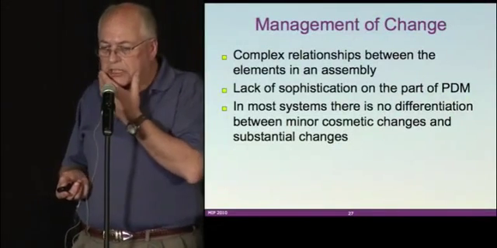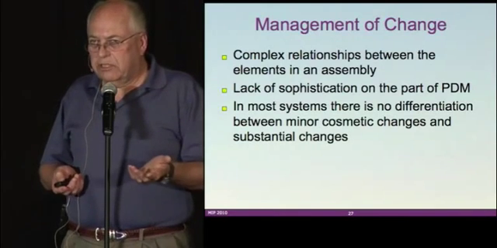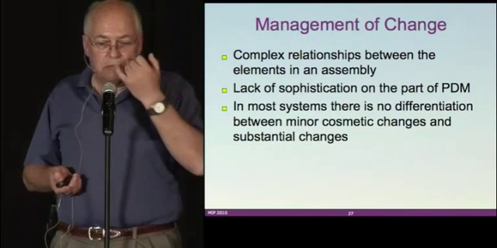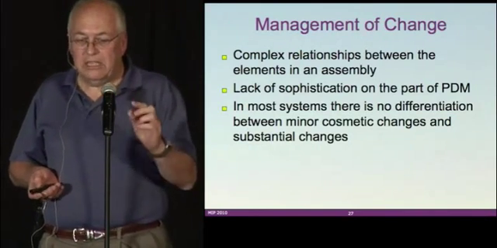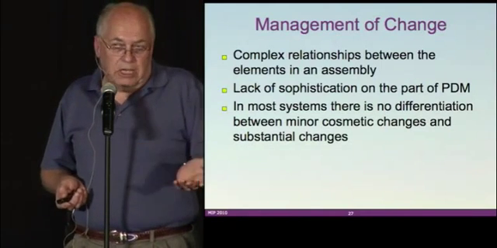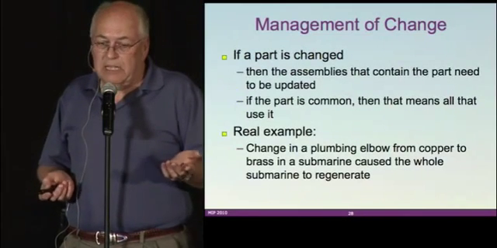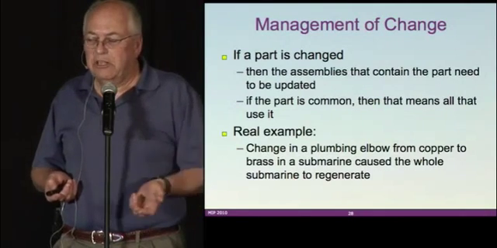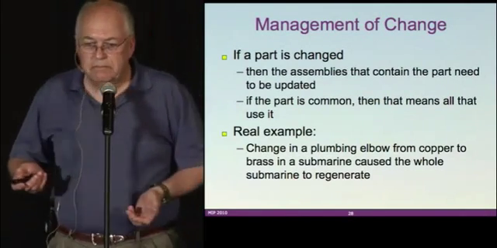The complex relationship between elements in assembly is partially caused by the lack of sophistication on the part of the data management systems. In most, there's no real differentiation between minor cosmetic changes and substantial changes. So if a part's changed, you have to change every assembly that uses it, or maybe many. There was a case of a submarine where they changed an elbow from copper to brass, and you regenerated a submarine.